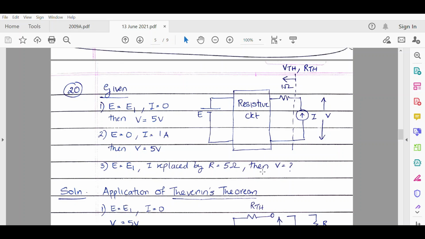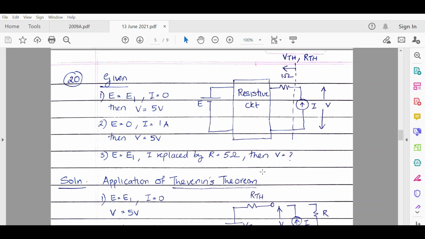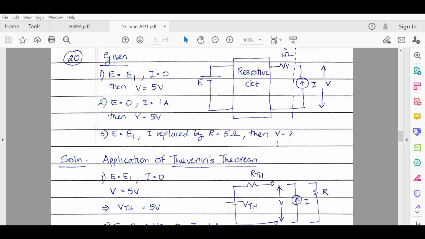Now this question concerns the application of Thevenin's theorem. Now what is Thevenin's theorem? Thevenin's theorem states that a linear two-terminal circuit having energy sources can be replaced by a voltage source in series with a resistance. The value of the voltage source would be nothing but the open circuit voltage between the two terminals, and the series resistance would be nothing but the equivalent resistance between the two terminals with all the energy sources set to 0.